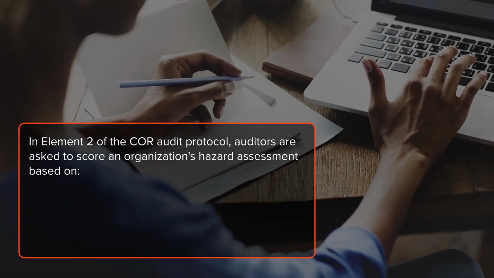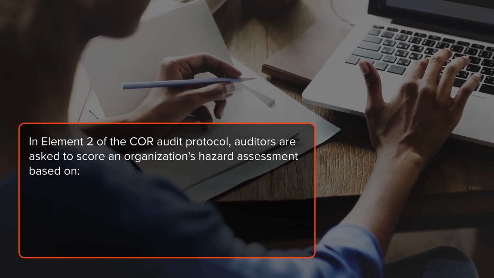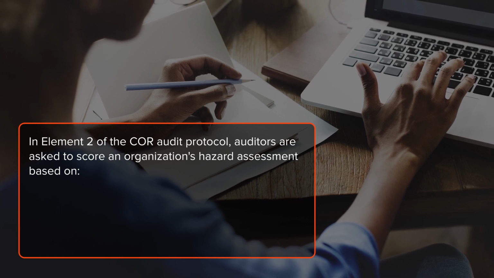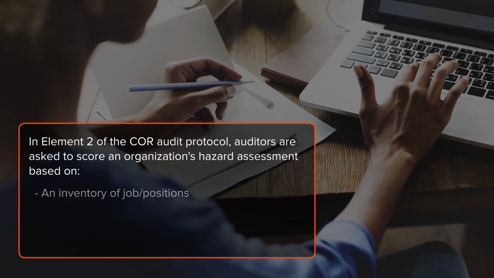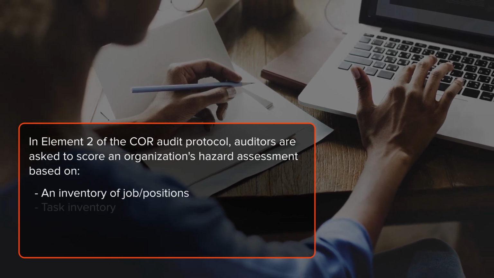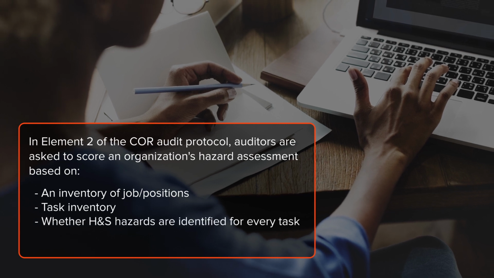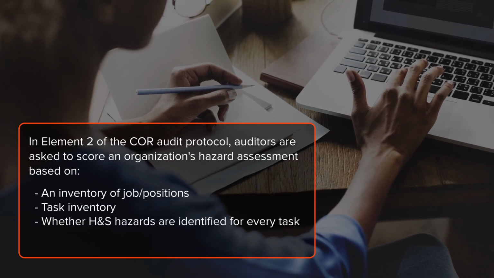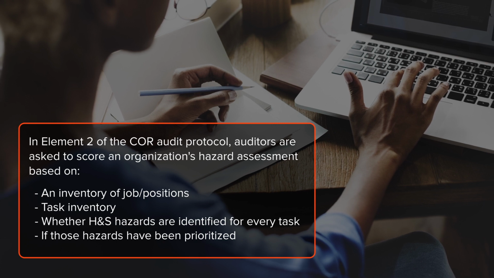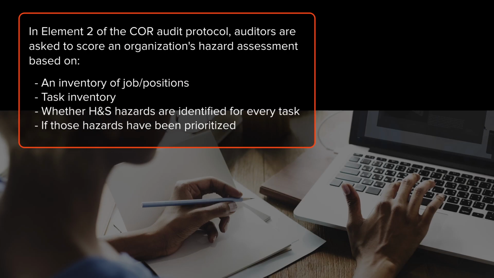In Element 2 of the COR audit protocol, auditors are asked to score an organization's hazard assessment based on an inventory of jobs and positions, task inventory, whether health and safety hazards are identified for every task, and if those hazards have been prioritized. Please note that inspections are not hazard assessments, but they drive continuous improvement and a way for a company to check if its hazard assessments and hazard control measures are truly working.